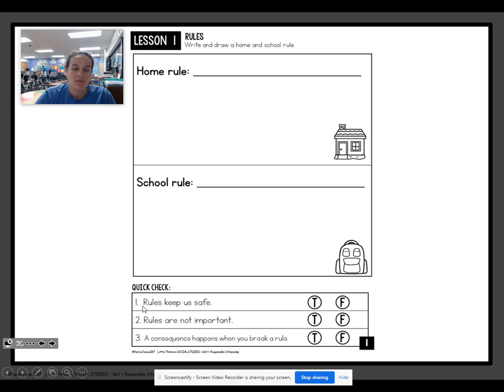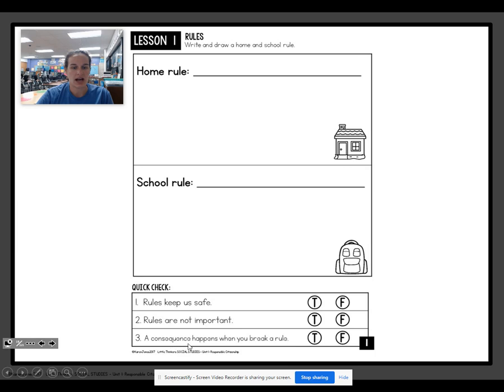Okay? Down here it says rules keep us safe. First graders, that's true, so you would mark the T. Number 2, rules are not important. That's not true. We need to follow them to stay safe. So you would mark an F. F stands for false, which means it's not true.